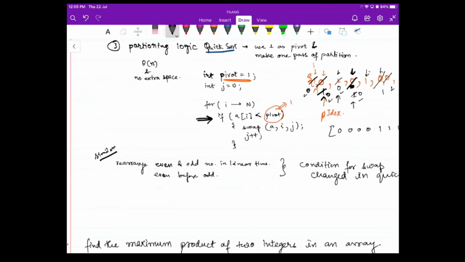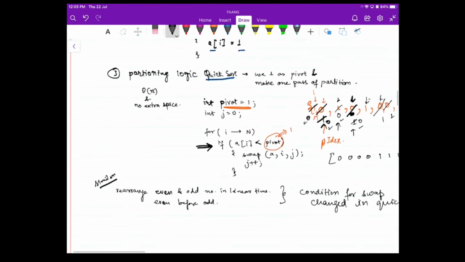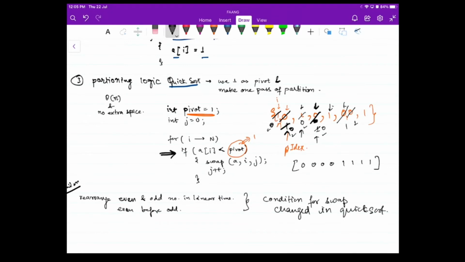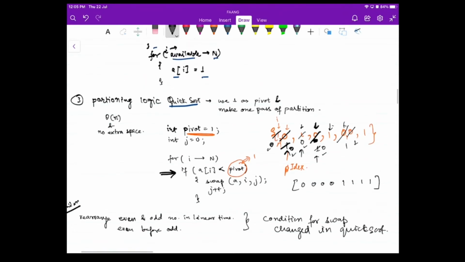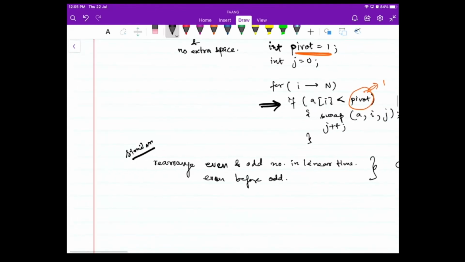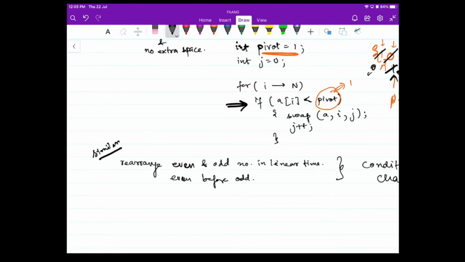A similar thing can be done for rearranging the even and odd numbers in linear time. Here we iterated through the array only once, so the time complexity would be O of n, and we have not used any extra space like a hash map or something. We could also do the same thing if the situation is to put all the even numbers before the odd numbers.